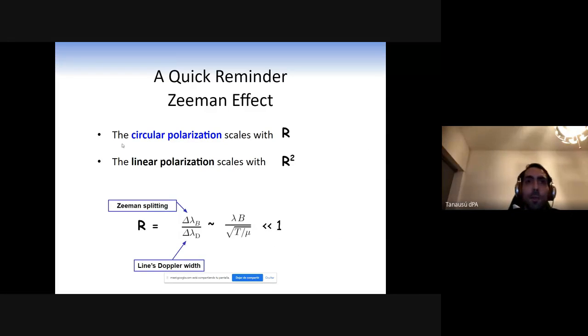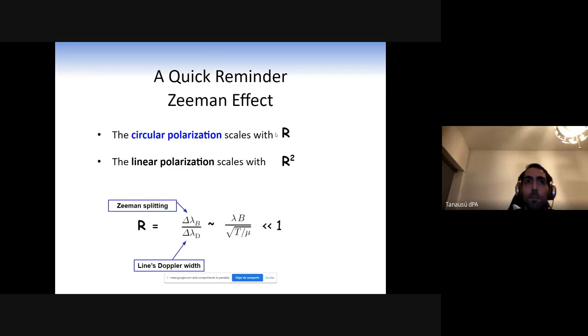It's important to remember that typically the circular polarization scales with this quantity R, and the linear polarization scales with R squared. Here R is the ratio between the Zeeman splitting that we saw before and the Doppler width of the line. And in the typical conditions of the sun, this ratio is lesser or much lesser than 1.